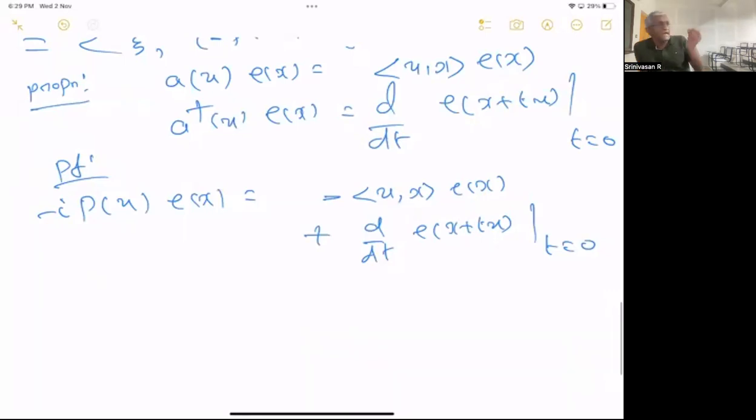And acting on one-particle vectors, for example, AU acting on V in the first summand, where the Hilbert space H itself is there, is just the inner product UV times phi. So that is why this is called the annihilation operator.